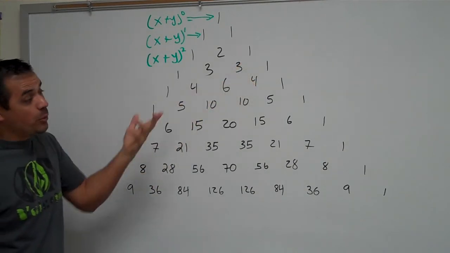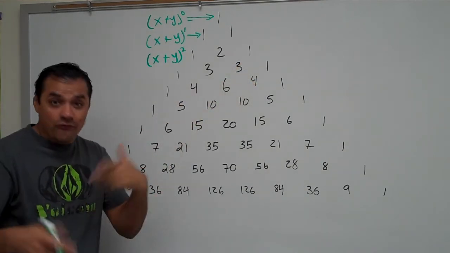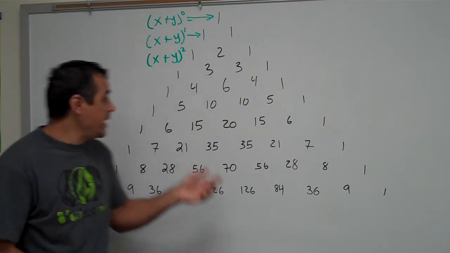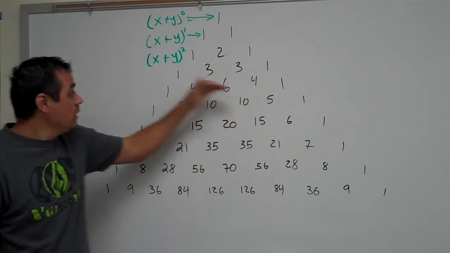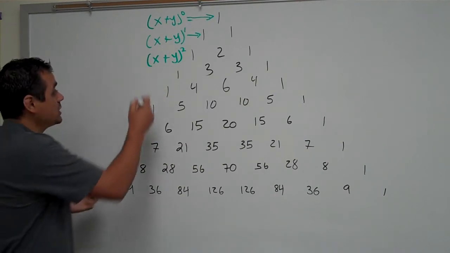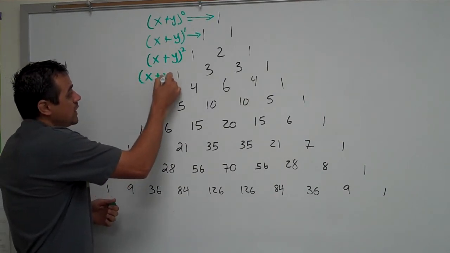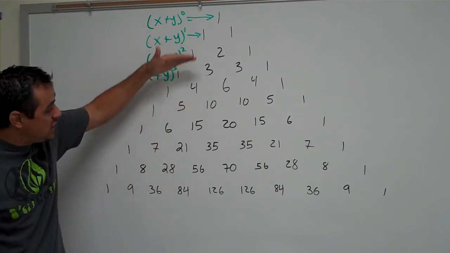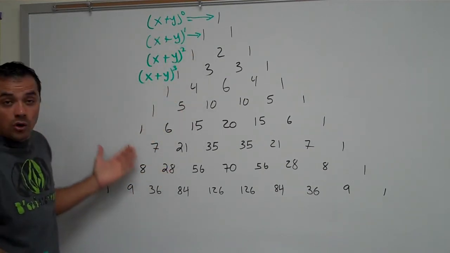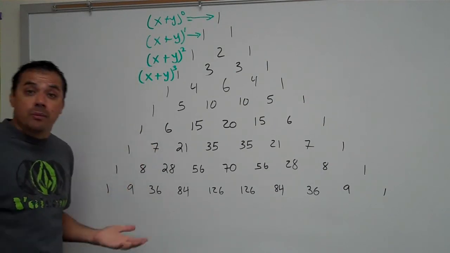Now, the example we just did, do you guys remember the coefficients from the previous example? Weren't they 1, 3, 3, and 1? Well, you could use this now to actually find those coefficients. This is x plus y to the third. So this triangle would actually give you the coefficients depending on the exponent of your binomial.